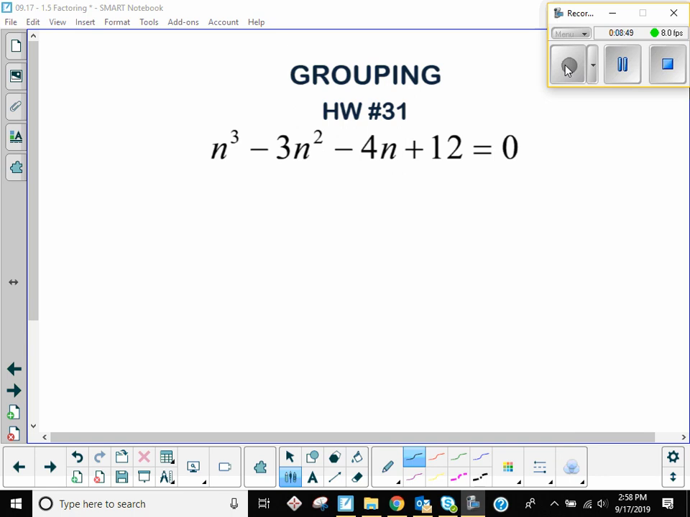So grouping. How many terms do you think you see here? 4. So factors are things that are being multiplied. Terms are things that are being added or subtracted. And so there's 4 terms here. There's n cubed, 3n squared, negative 4n, positive 12. So when you see 4 terms, you will do grouping most of the time.